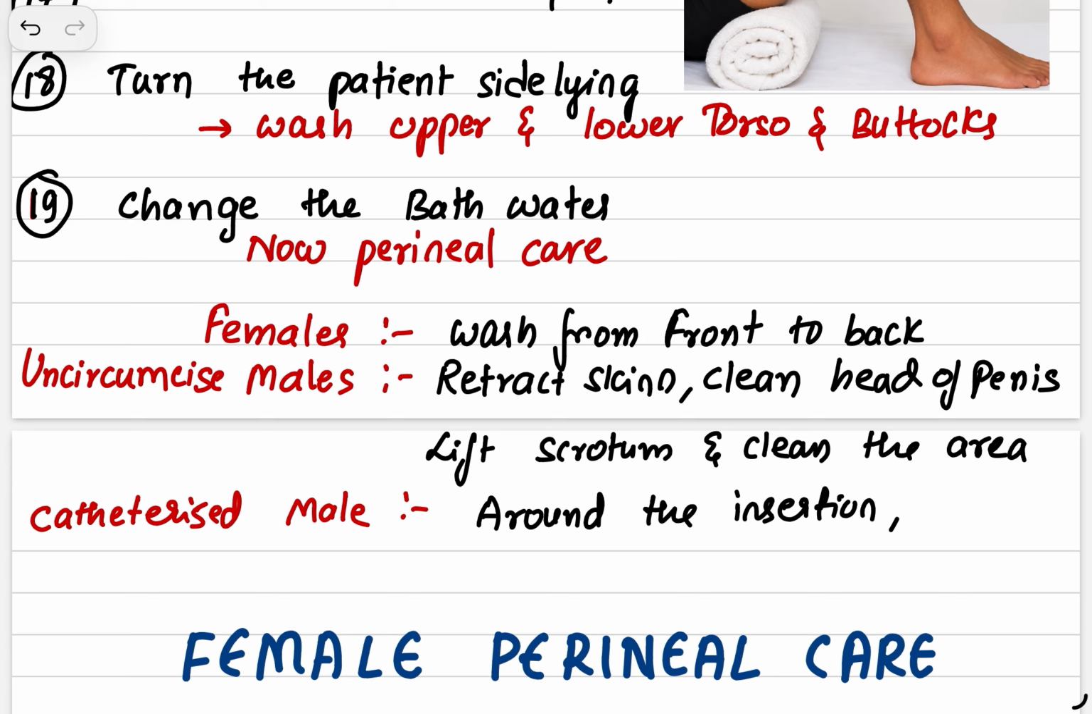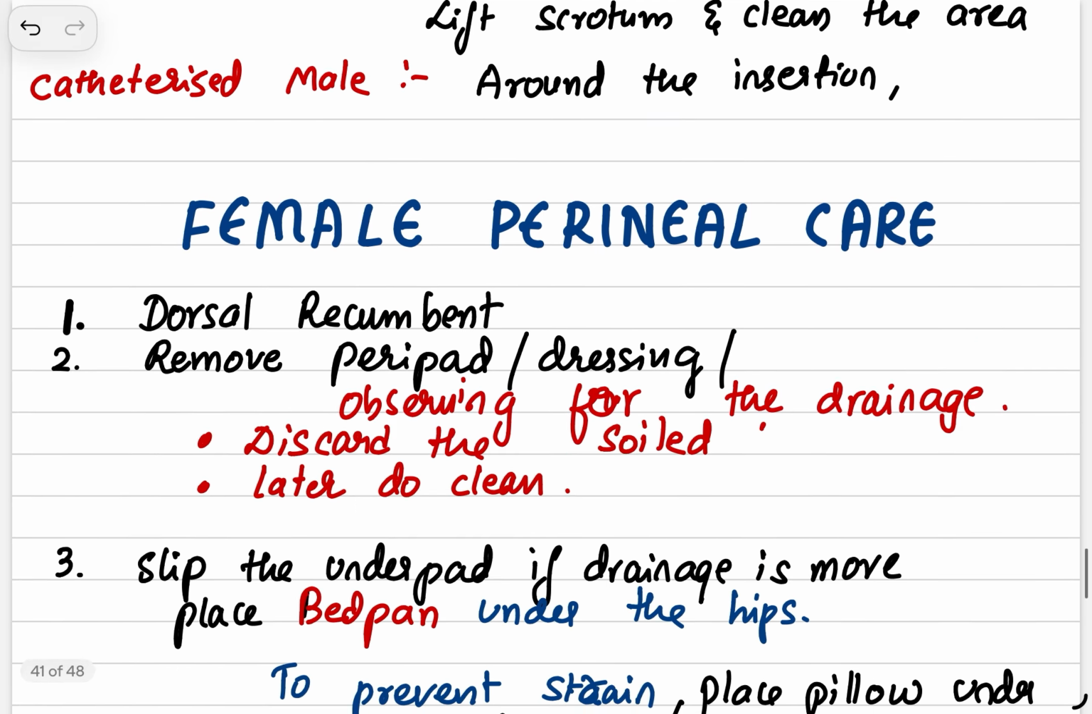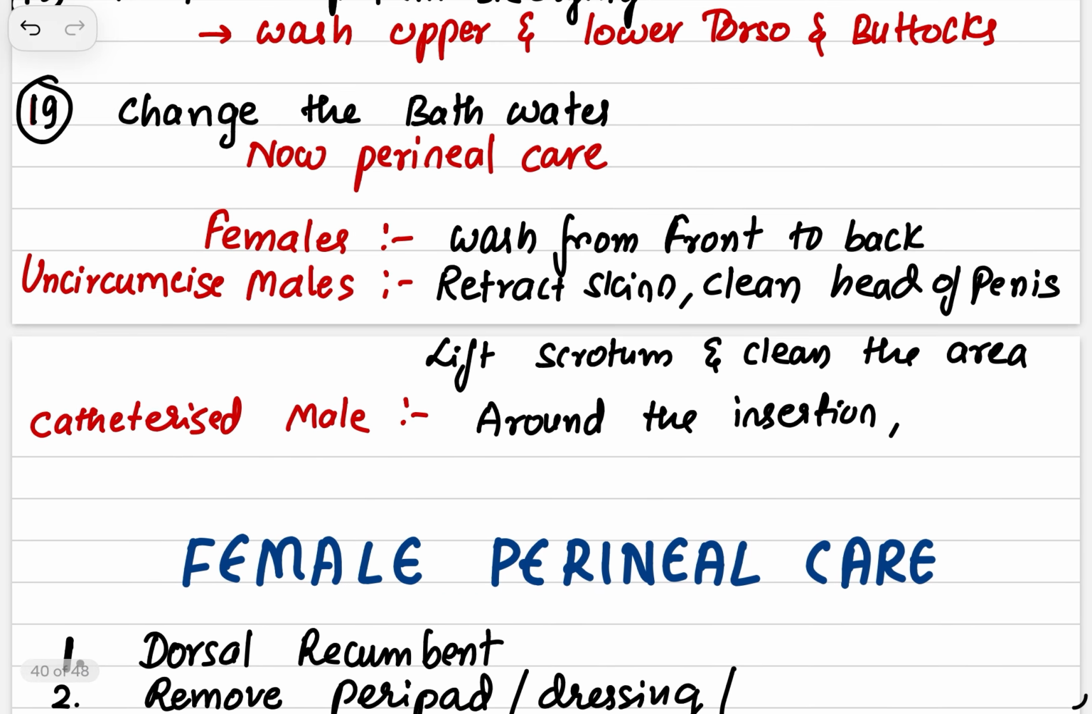Clear? And for the catheterized male, what do we have to do, sir? Just clean around the insertion site. Clear? And that too in a circular motion from the inner to outer aspect. Understood? When you are doing this, I will tell you for the males here itself, because I have not done the male perineal care. In the uncircumcised males, you need to lift the penis to 90 degrees, and later on retract. Are you understanding?